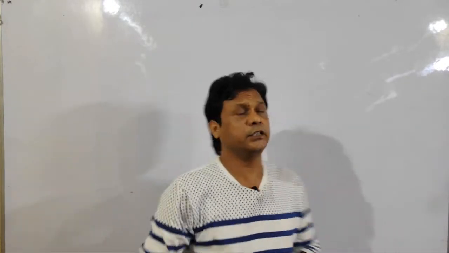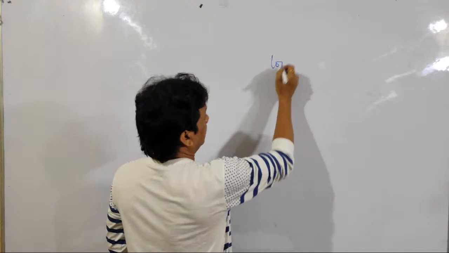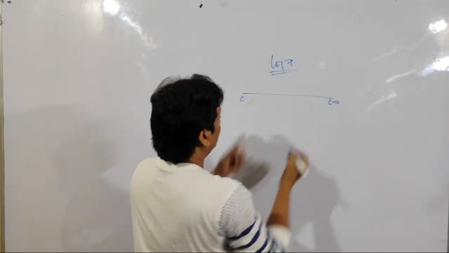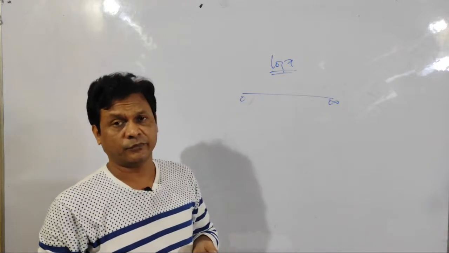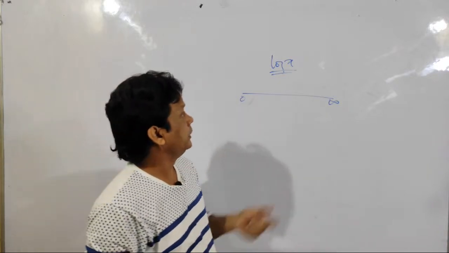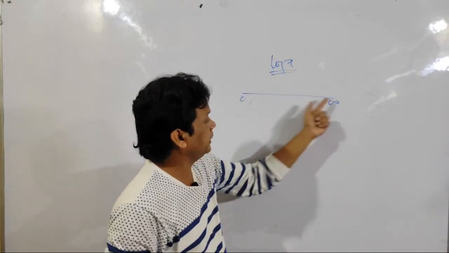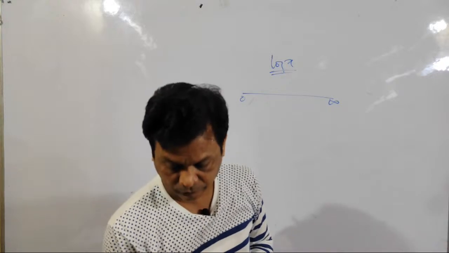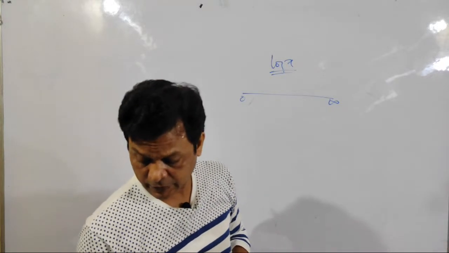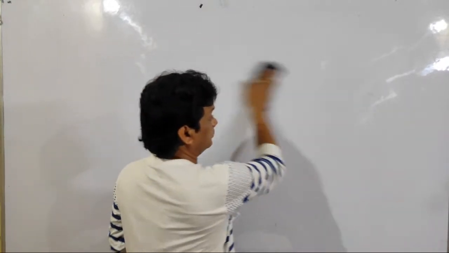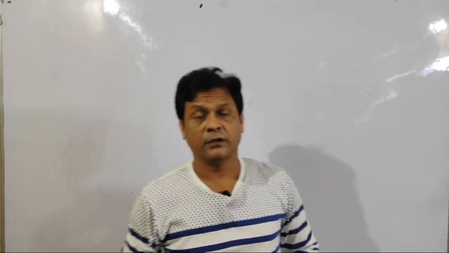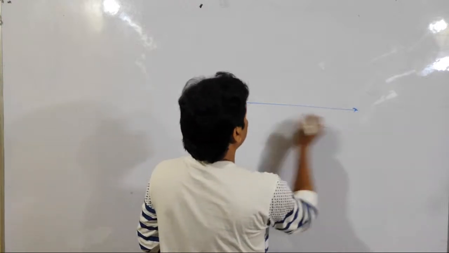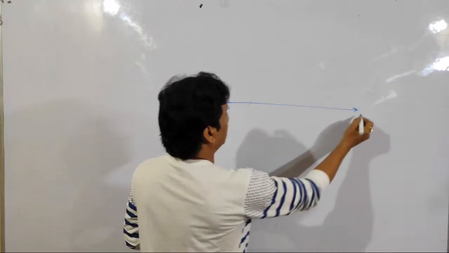See here, very interesting thing I am going to tell you. If log x is present, always take the interval 0 to infinity. Don't take the negative side. Clear? If log x is there, then always take the interval from 0 to infinity. And another thing, if there is a point of undefined, you should consider the points from minus infinity to plus infinity.